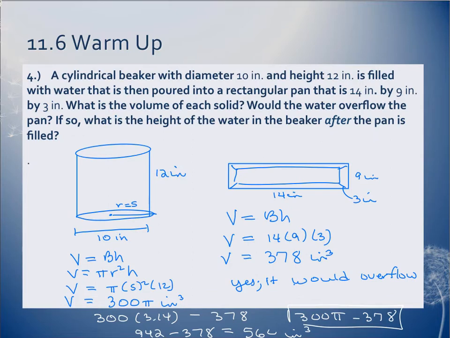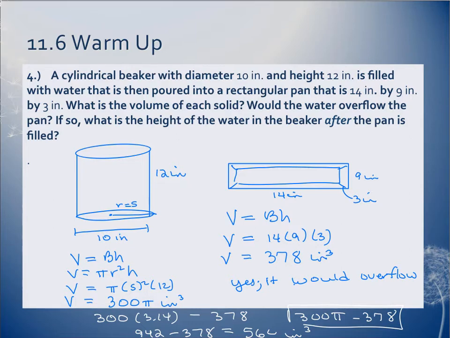Okay, here is a nice standardized test question. You might see it on an SAT or a PSAT. So here it says a cylindrical beaker with a diameter of 10, so I drew my cylinder, and a height of 12 is filled with water and then poured into a rectangular pan. So this rectangular pan is like a rectangular prism. It wants us to know what's the volume of each solid, and would the water overflow the pan.